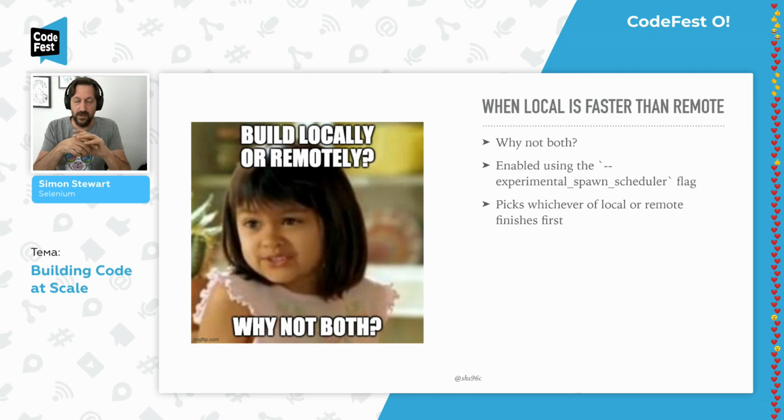speculatively building locally and remotely at the same time and taking whichever one builds first as the output to your build. This is really useful if you have, for example, a very large executable which is built from a number of .a files. So you might take a long time to do that linking, and it might be faster to do the linking locally than it is to do it remotely and then download it. So in Bazel, you can enable this using the experimental spawn scheduler flag, which is pretty new, and it picks whatever happens first.